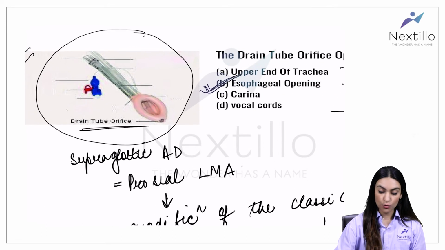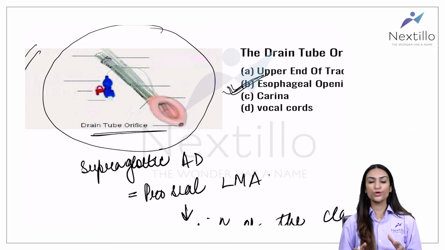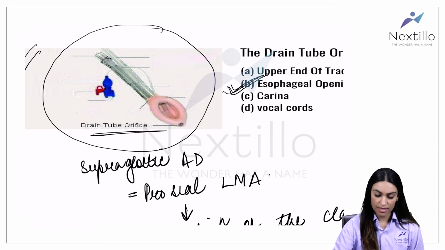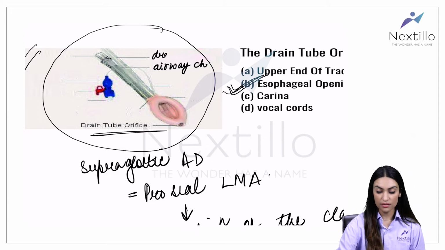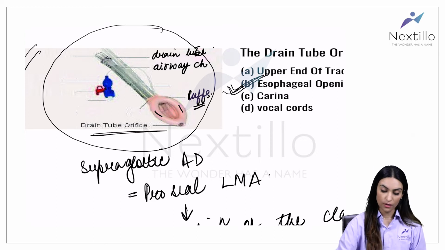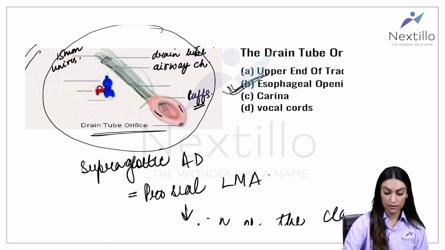Now, let's zoom in here and identify the other parts of the proceal LMA, so that in case you're asked more questions relating to this particular topic in future, we're able to solve them very clearly. Over here, this is your airway tube, your airway channel. This is the drain tube or the gastric tube. This part over here laterally, these are the inflatable cuffs. This is the 15 mm universal connector, which is present at the machine end.